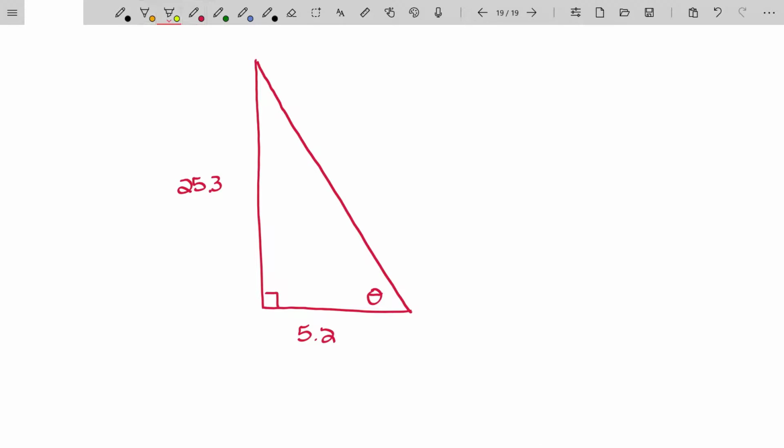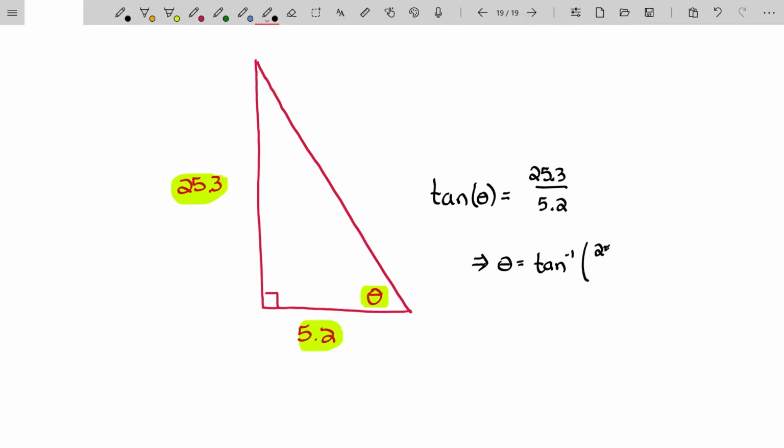So again, we ask the question, what trig function relates the unknown to the two known sides? And if you said tangent, you are absolutely correct. The tangent of theta is opposite, 25.3, over adjacent, 5.2. And this will imply that theta is the tangent inverse of 25.3 over 5.2.